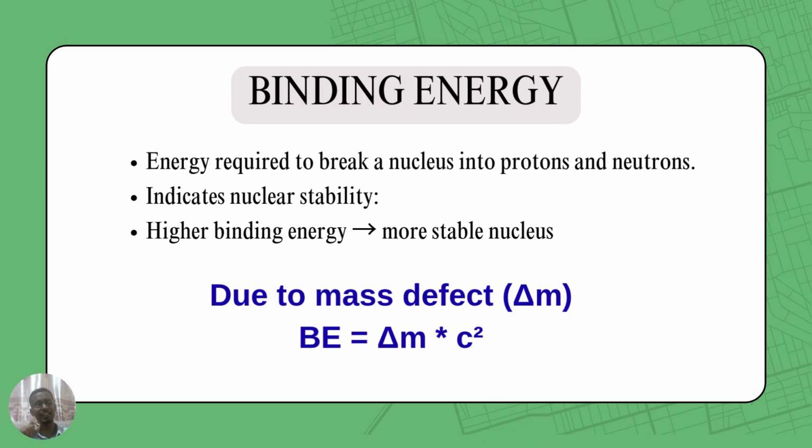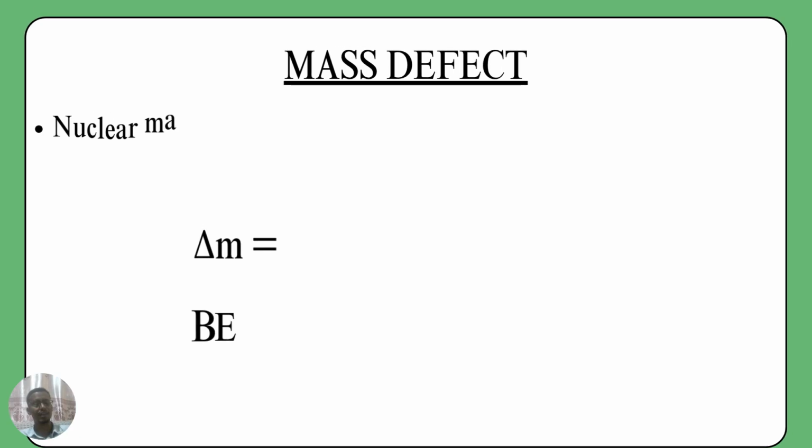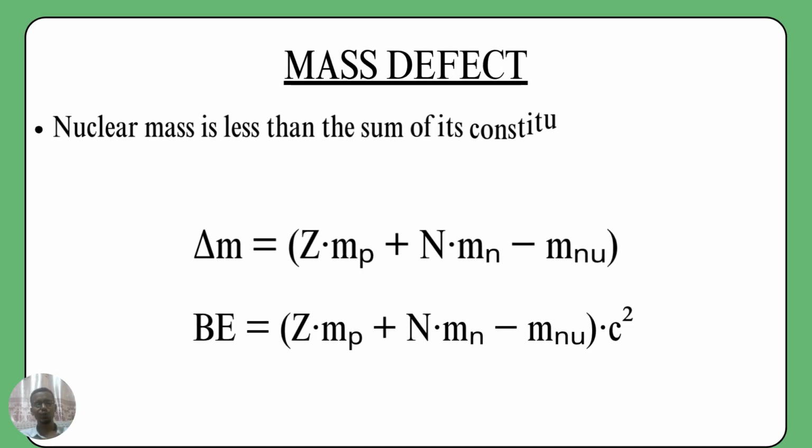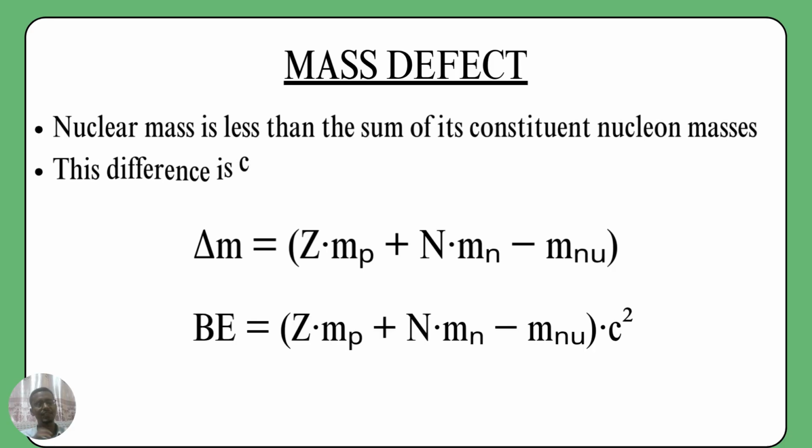This binding energy comes from the mass defect, which we can write as change of m, or delta m. And the binding energy is equal to this mass defect times the speed of light squared, or delta m times c squared. So what is a mass defect? We have to know the mass defect. Mass defect is the mass difference between the sum of the nucleons' mass and the nuclear mass.